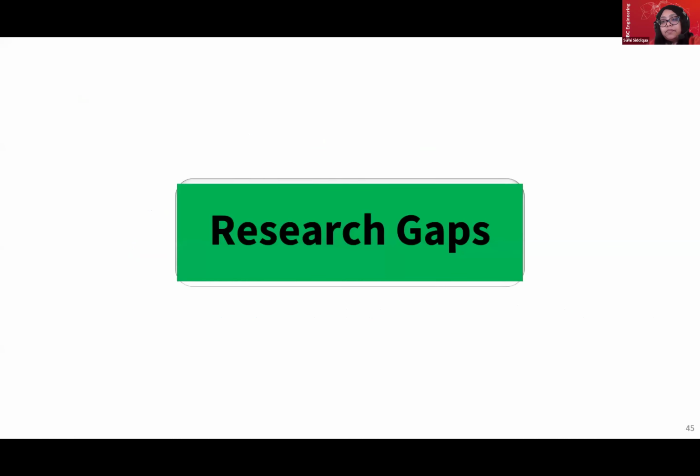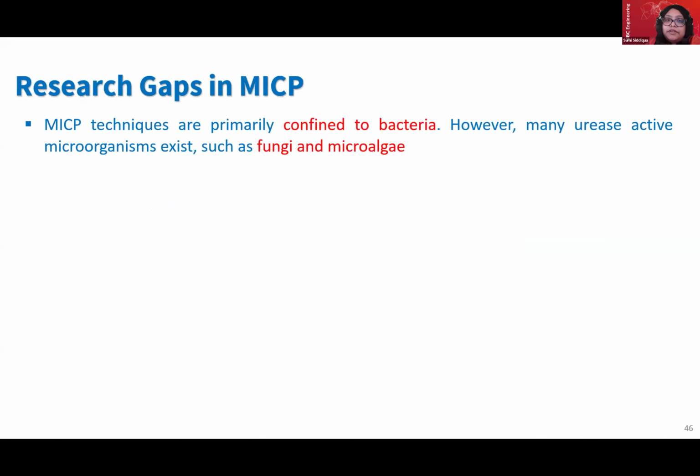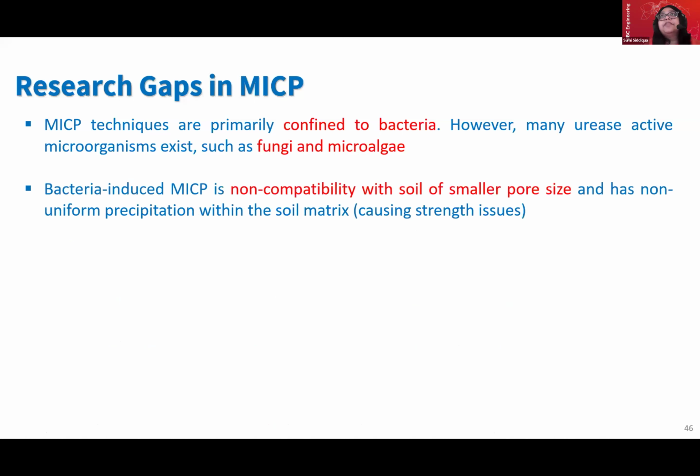So those are the findings from our work, if I summarize that way. And then I just want to talk a little bit about the research gap on MICP. MICP techniques are primarily confined to bacteria, because the research we have seen so far uses a certain strain of bacteria for MICP. However, many other active microorganisms are available, some of them in the fungi group and the microalgae group. So the focus can be driven in that direction, to look into the future area of research in MICP to further strengthen the knowledge in biogeotechnology.